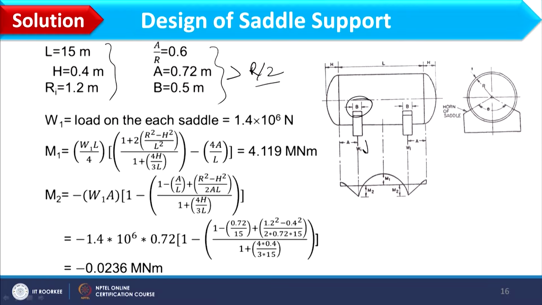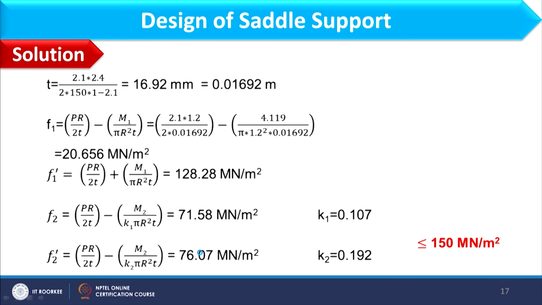W1, that is weight on each saddle, is given as 1.4 mega Newton. M1 and M2 I can find out directly through the expression, and M1 comes out as 4.119 mega Newton meter and M2 as minus 0.0236 mega Newton meter. So considering these moments, we will calculate all stresses, but these stresses will also require thickness of shell, and therefore we can compute minimum thickness of shell using usual expression.